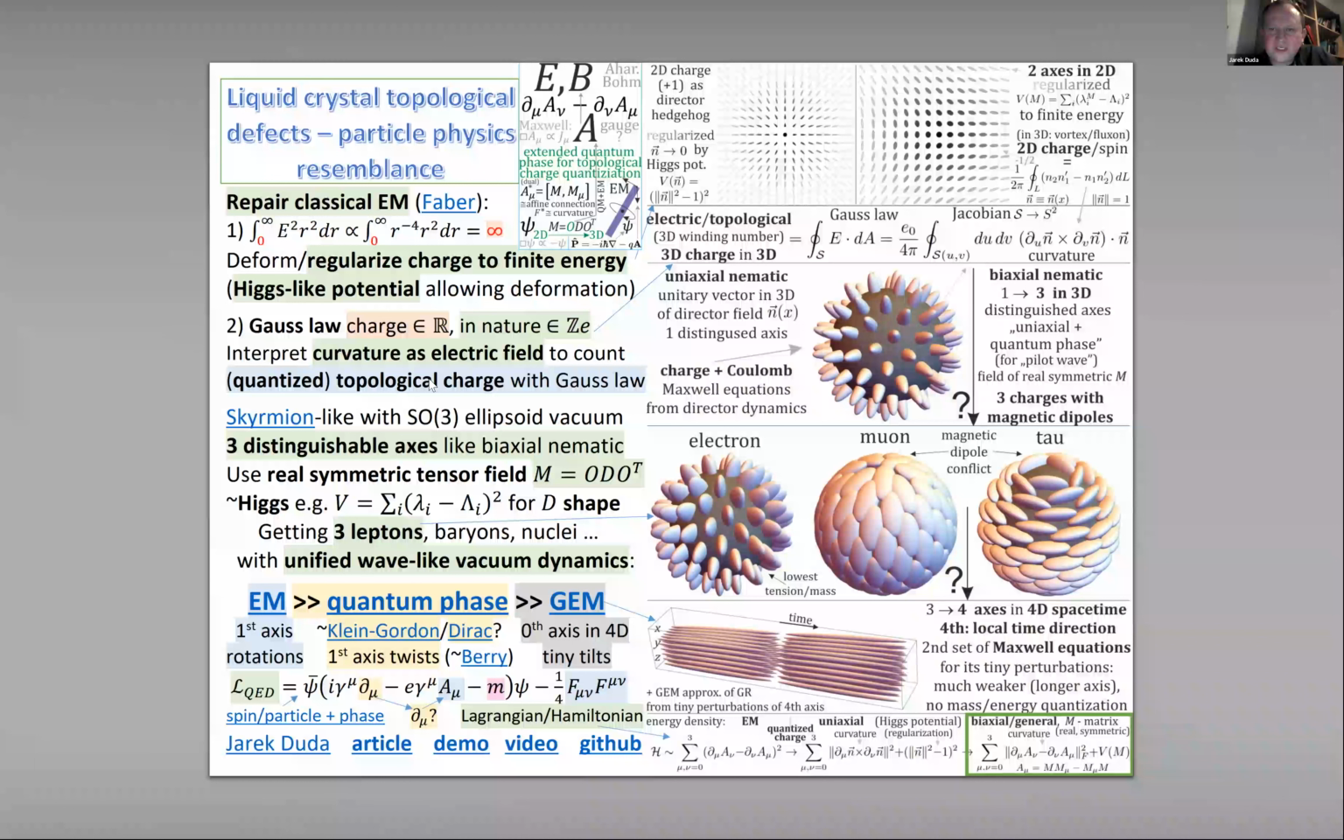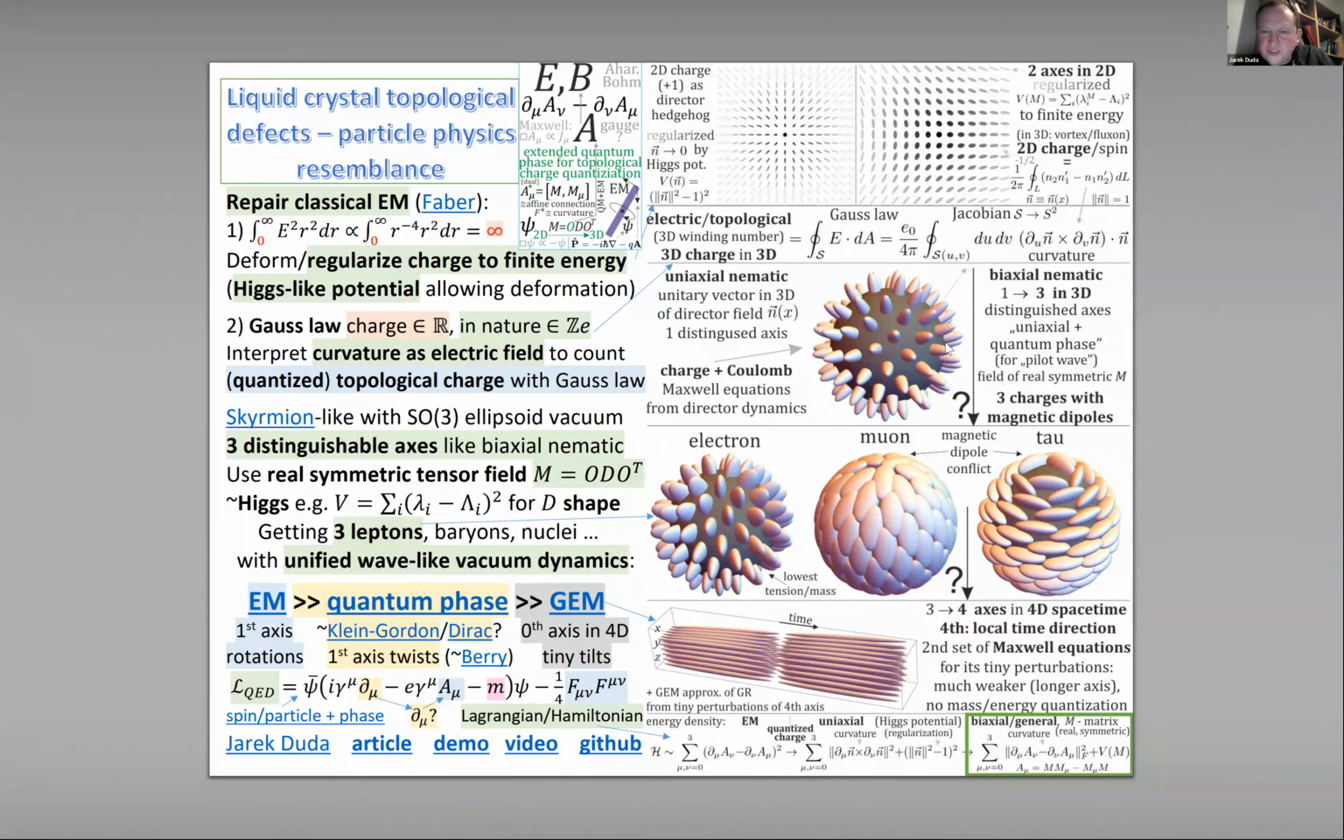For the charge quantization, we interpret the curvature of some deeper, let's say, unitary vector field, like in Manfred's model, as the electromagnetic field in dual formulation. This way the Gauss law counts topological charge, so we get built-in charge quantization. For the regularization to finite energy, we use a Higgs-like potential, so it prefers unitary vectors. Far from particles we have unitary vectors, but it allows them to deform to, let's say, the zero vector in the center to avoid infinite energy.